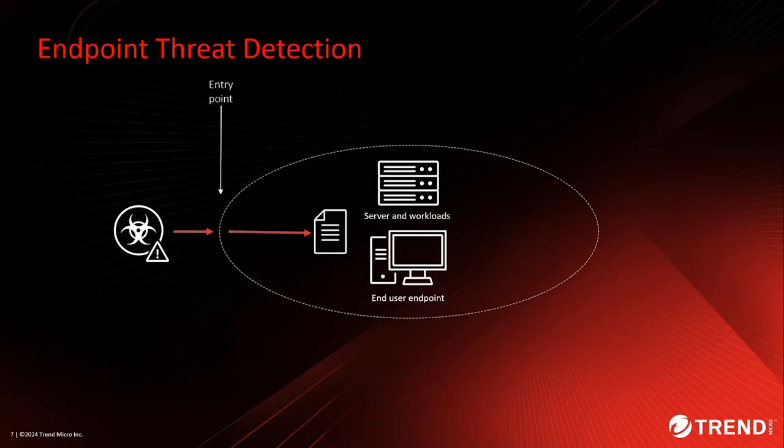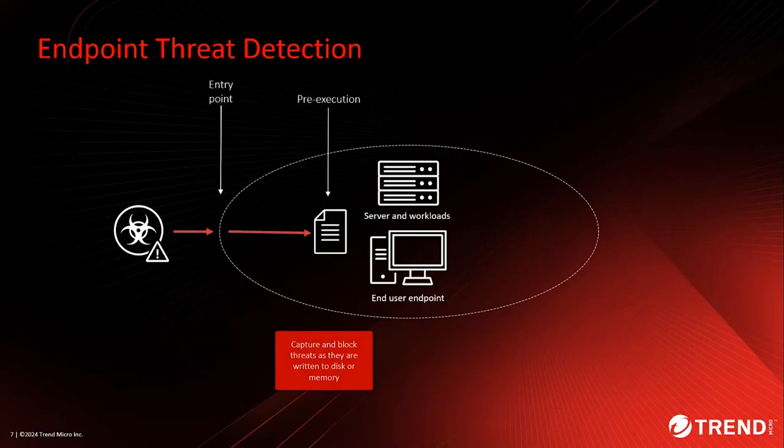Second is pre-execution. Here is where we are proactive. We use techniques to catch threats as they are being written to disk or loaded into memory, so before they even have a chance to do any harm. It's like stopping a problem before it starts. Our anti-malware solution detects and prevents threats such as ransomware, fileless malware, spyware, trojans, worms, and viruses.